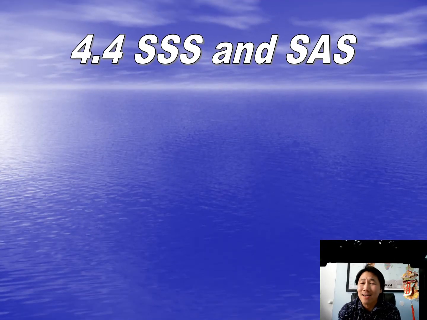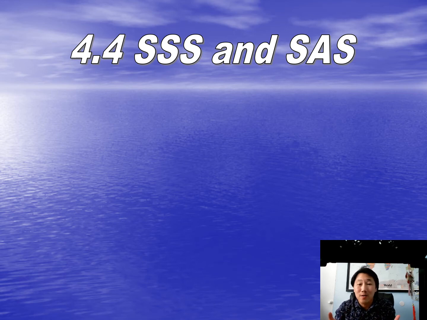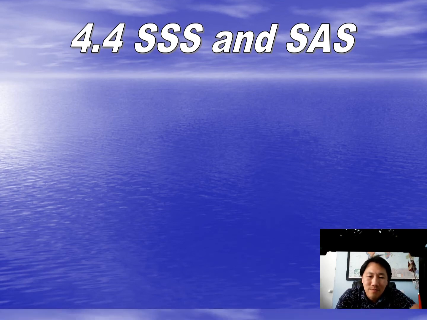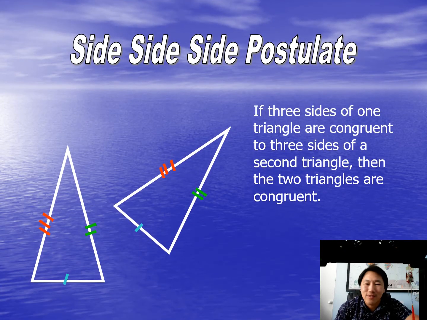4.4 SSS and SAS. Today we're going to continue with triangles. Again, this whole chapter is about triangles, but now we're going to look closer into some relationships between two triangles. The SSS and the SAS are acronyms for theorems, so I'll tell you about them in just a second. Here's the first one. SSS stands for side, side, side postulate.